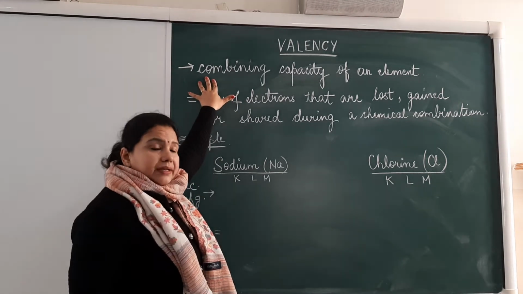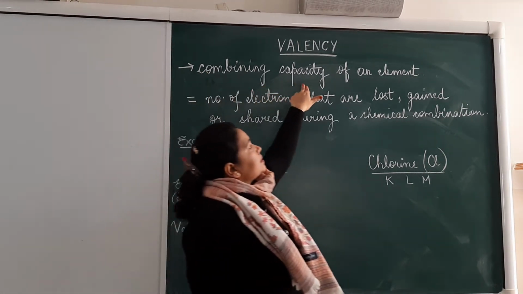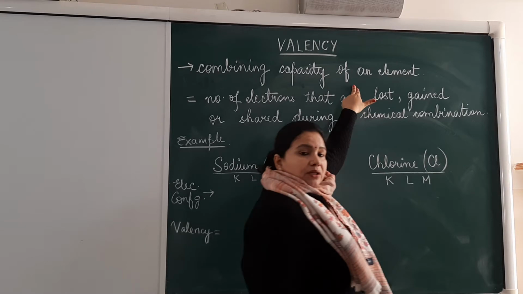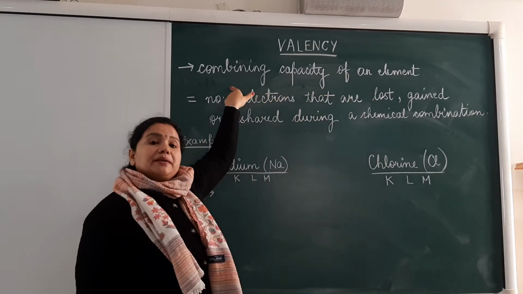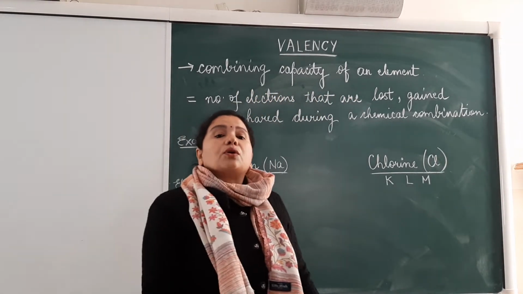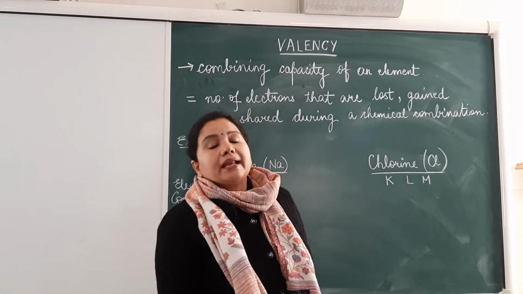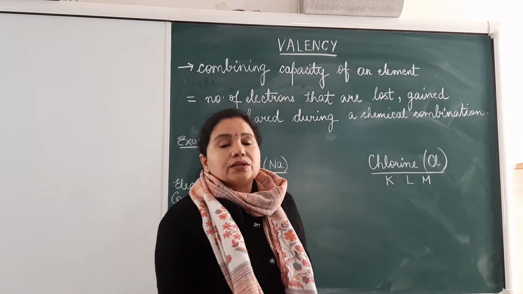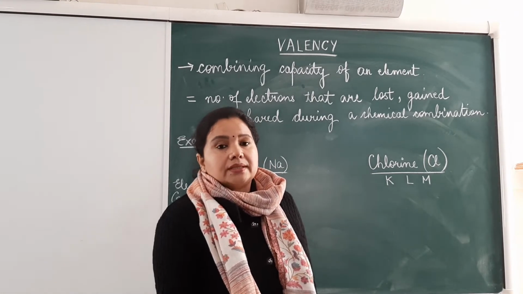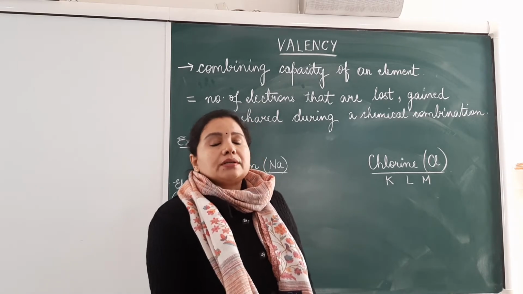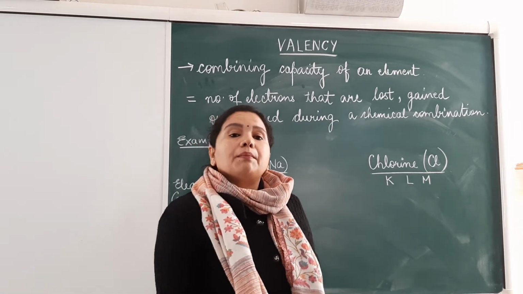Valency is defined as the combining capacity of an element. Now when we say combining, what is meant by this combination? This combination means that when elements combine together to form compounds, this chemical combination is also known as chemical bonding.